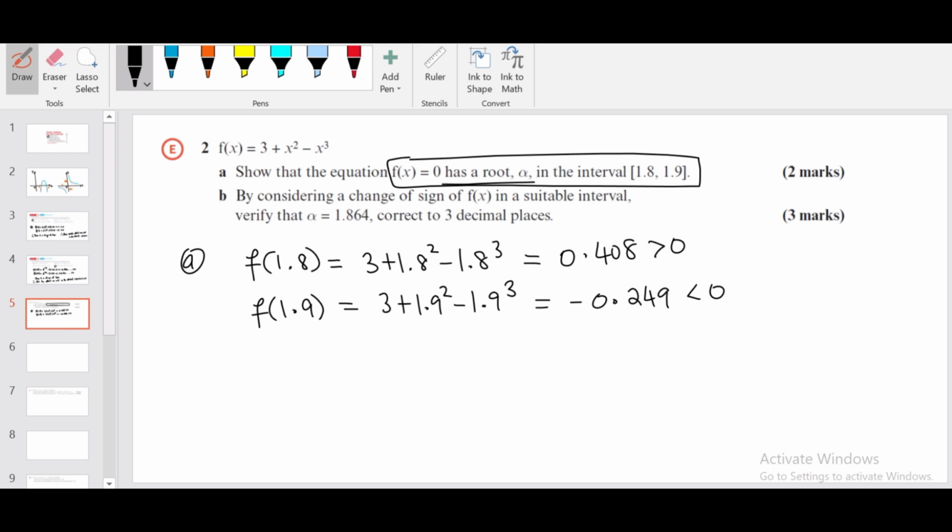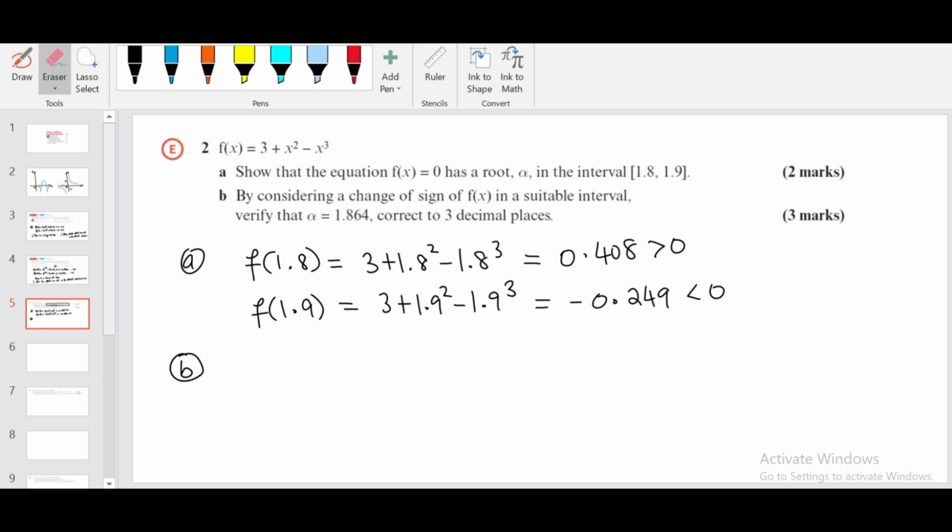Okay, I'm going to show you part B now. If you read part B, the solution is given here already. Alpha is equal to 1.864, given already. By considering a change of sign of f of x in a suitable interval, you need to find the interval now. The interval is not given. How to find the interval? Just find the lower bound and upper bound of this.